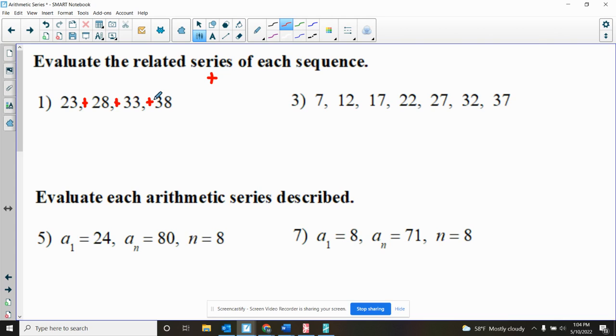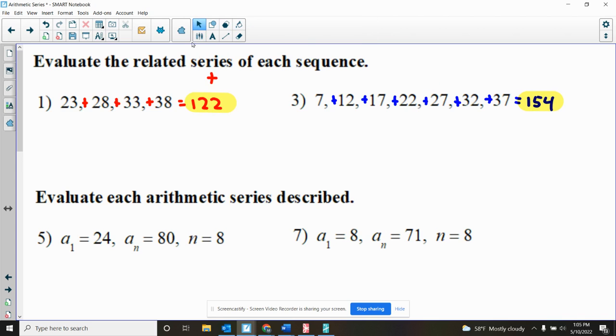8 plus 33 plus 38. And it should come out to be 122. So there is that one. Once again, moving to the next, we're just putting plus signs in between everything. So 7 plus 12 plus 17 plus 22 plus 27 plus 32 plus 37. Add it all up, you should get 154. So series, add them up. Sequence is just the list of numbers.